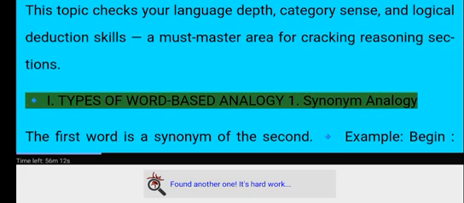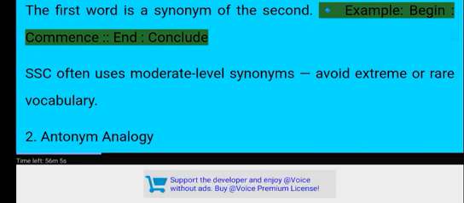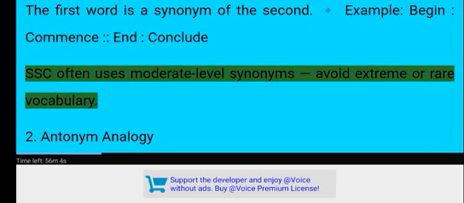Types of word-based analogy. 1. Synonym analogy. The first word is a synonym of the second. Example: begin, commence; end, conclude. SSC often uses moderate level synonyms. Avoid extreme or rare vocabulary.